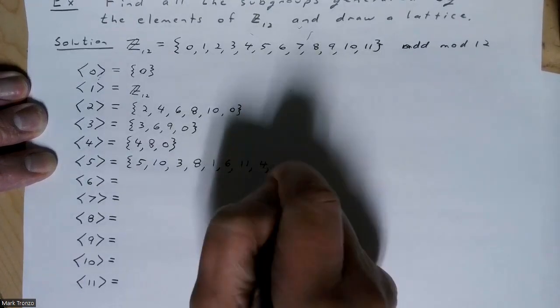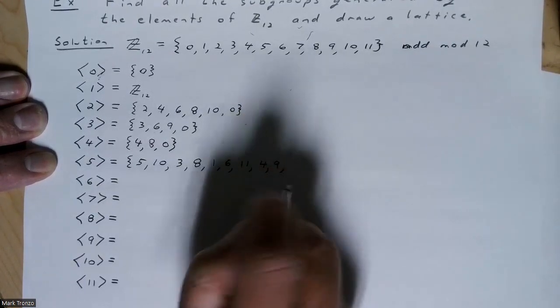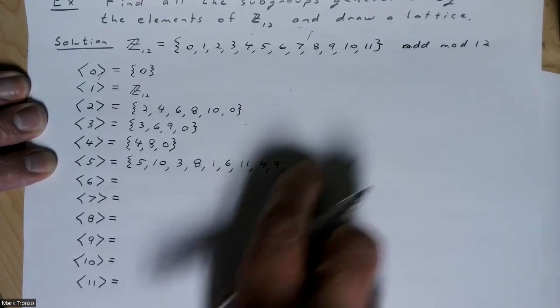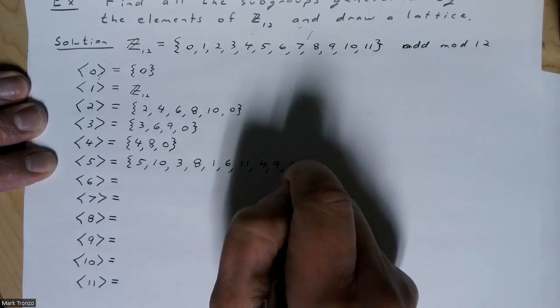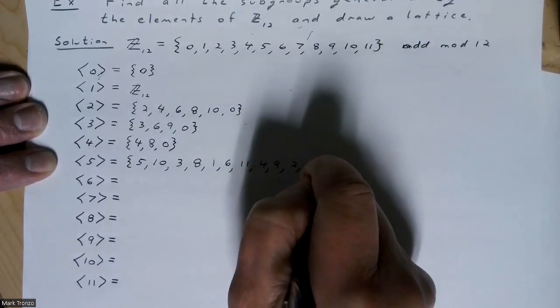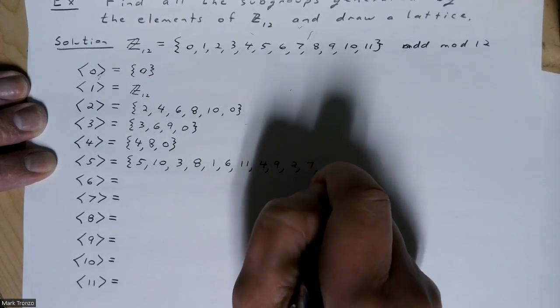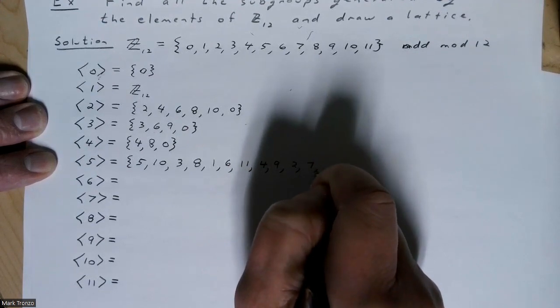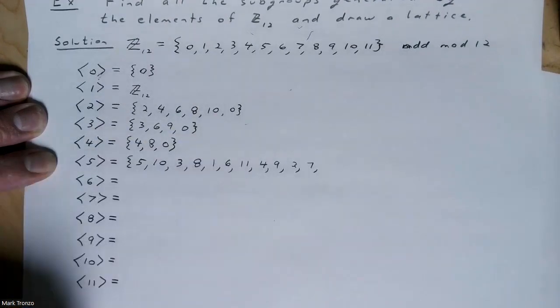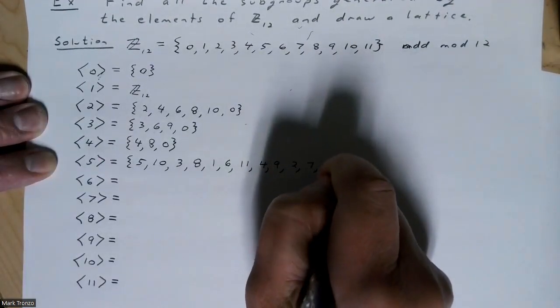And 4 plus 5 is 9. 5 plus 9 is 14. But 14 mod 12 is 2. 2 plus 5 is 7. And 7 plus 5 is 12. And 12 mod 12 is back to 0.